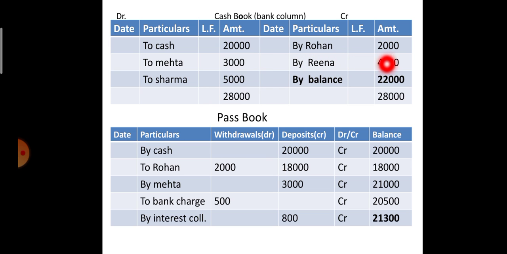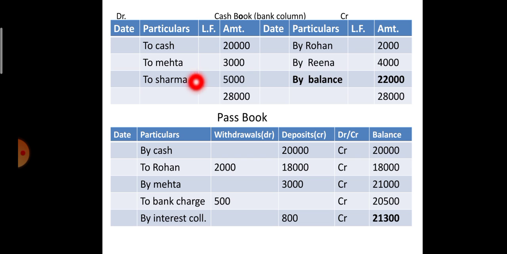Now check by Reena. A check was issued to Reena, 4,000 rupees. That 4,000 check is not mentioned in the passbook, and because of this the balance of the cash book and passbook will differ. According to this cash book, the check was issued and 4,000 was deducted from the bank balance, but since it is not recorded in the passbook, the balance will be higher by 4,000 rupees because of this transaction.